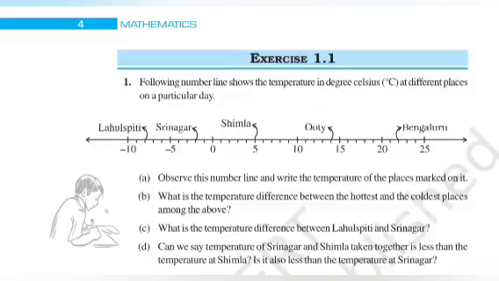And the last question is, can we say the temperature of Srinagar and Shimla taken together is less than the temperature at Shimla? Is it also less than the temperature at Srinagar? Srinagar is minus 2 degrees and Shimla is 5 degrees. So in order to get this answer, minus 2 plus 5. So we have to subtract 5 from minus 2. The answer is 3 degrees Celsius.